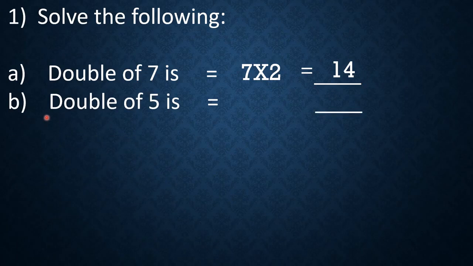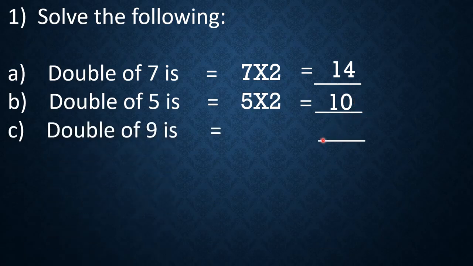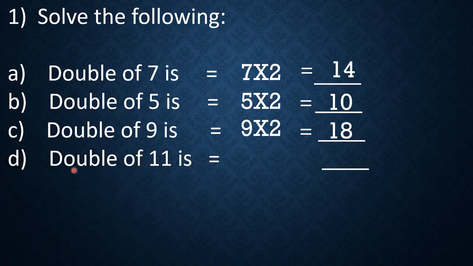Now in B part, double of 5 is dash. So here we have to multiply 5 by 2. So 5 twos are 10. So our answer is 10. Now in C part, double of 9 is dash. So double of 9 means 9 multiplied by 2, and that is equal to 18. 9 twos are 18. Now in D part, double of 11 is dash. So double of 11 means 11 multiplied by 2, and 11 twos are 22.